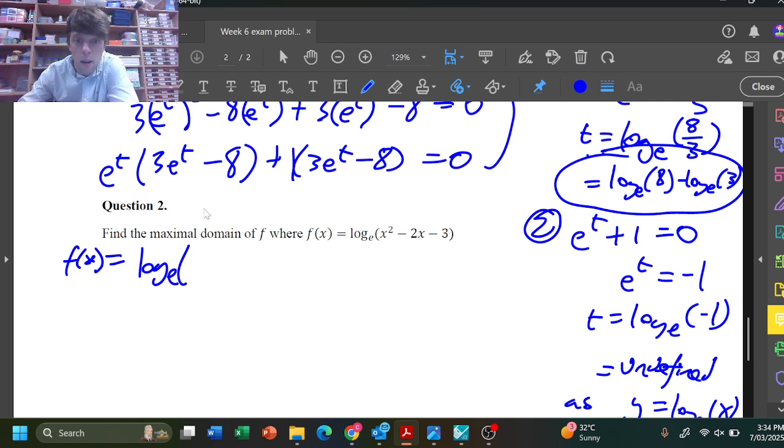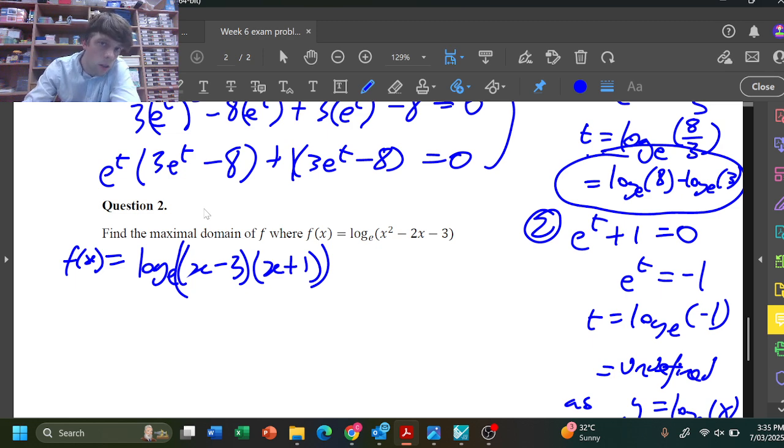So this is a nice monic quadratic. We just need to find two numbers that add to give -2 and multiply to give -3. That's going to be x minus 3 and x plus 1. So putting that into this form, we have this as our answer. Now it says find the maximal domain. So the maximal domain means for what values is this function defined? Now, what we know about log functions is that they're only defined when the input is greater than 0. So inputs must be greater than 0.